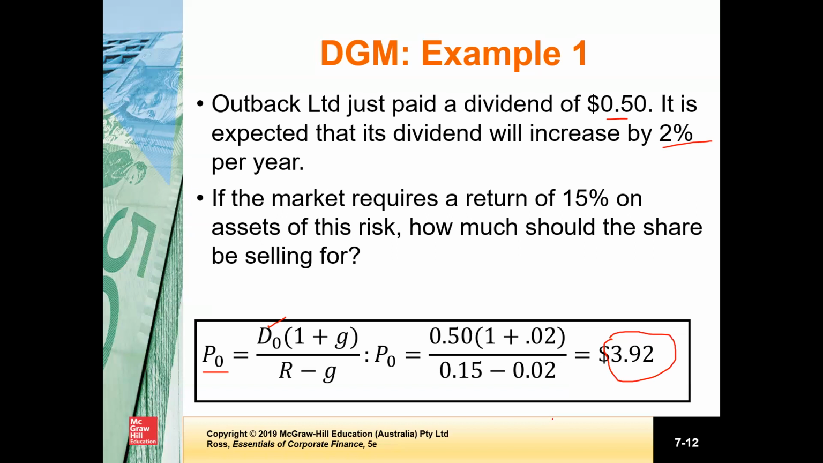It means that if you expect a dividend of $0.5 and you expect that it will grow at a rate of 2% and your required rate of return is 15%, then you should be willing to pay 3.92 for this share.